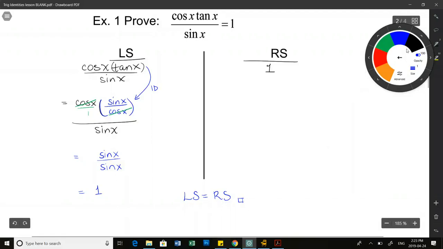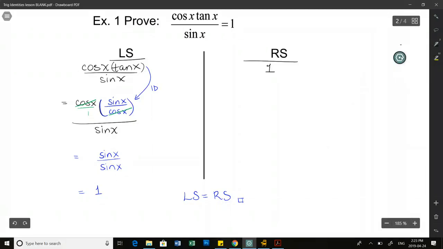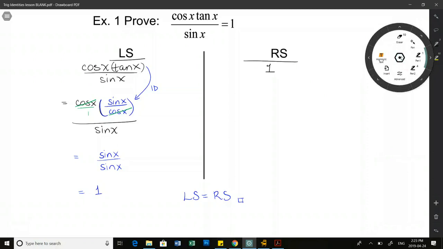Questions? Anything? Are we all okay so far? Wait, what happens if I drew a triangle? Why do you put a square? Little square is just a sign that the proof is done.